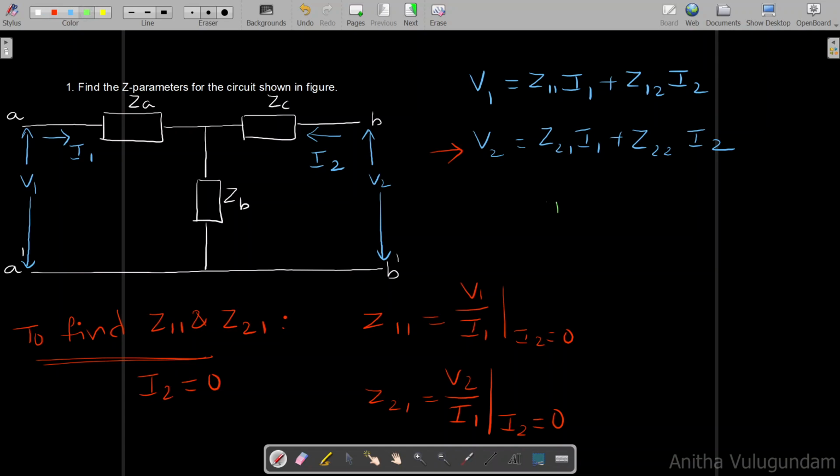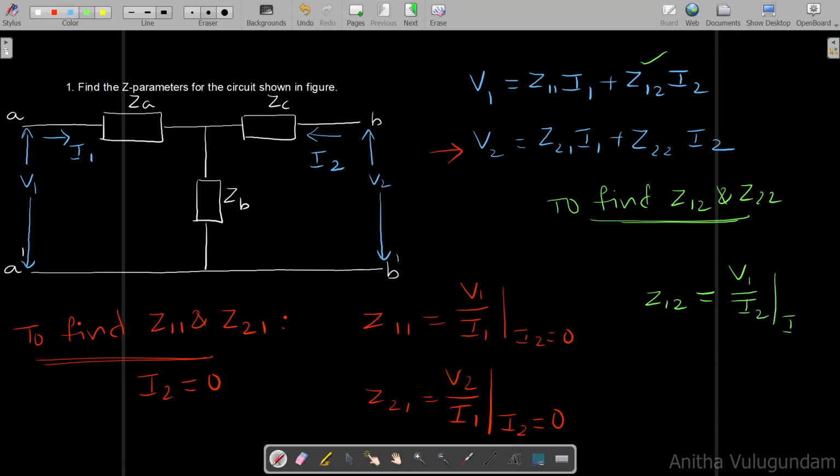Whereas to find Z12 and Z22, from the equations I can write Z12 equal to V1 by I2 when I1 equal to 0, and Z22 equal to V2 by I2 when I1 equal to 0. So to find Z12 and Z22, the common condition is I1 should be equal to 0.